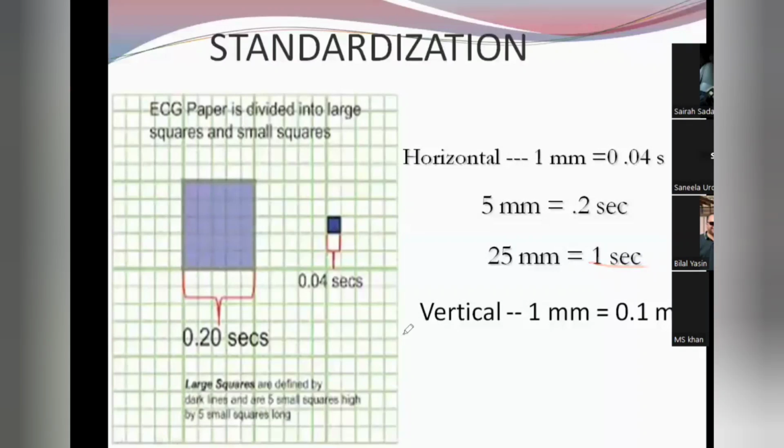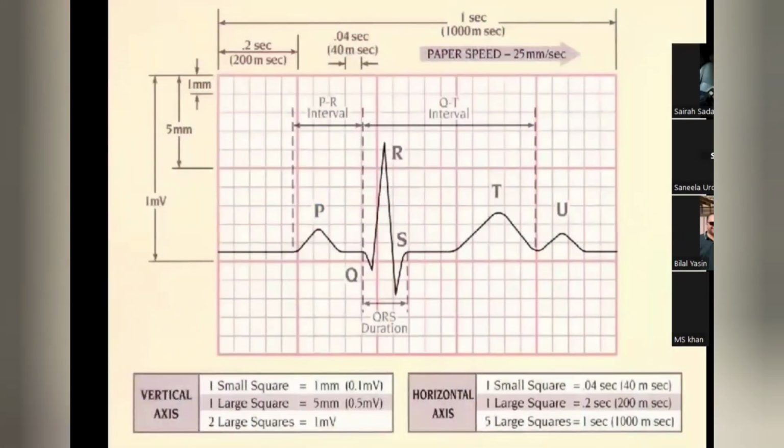And then if we go for the vertical axis, in the vertical axis, this small square will be equal to 1 mm, and that will be equal to 0.1 millivolt. I will take you to the next slide for more elaboration.